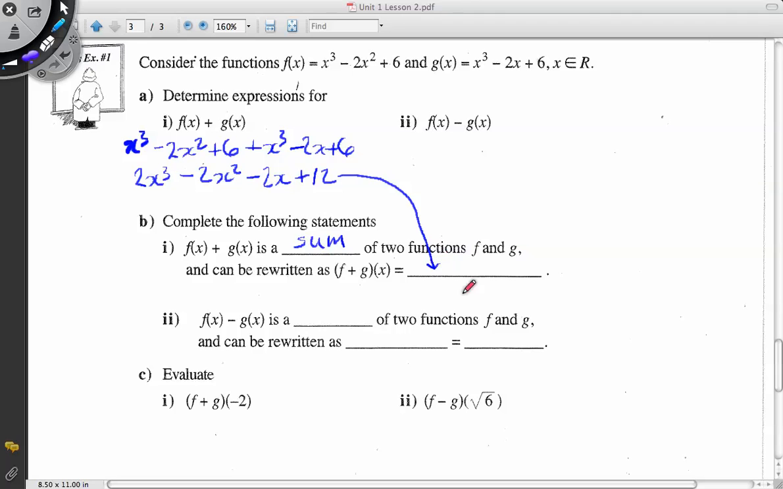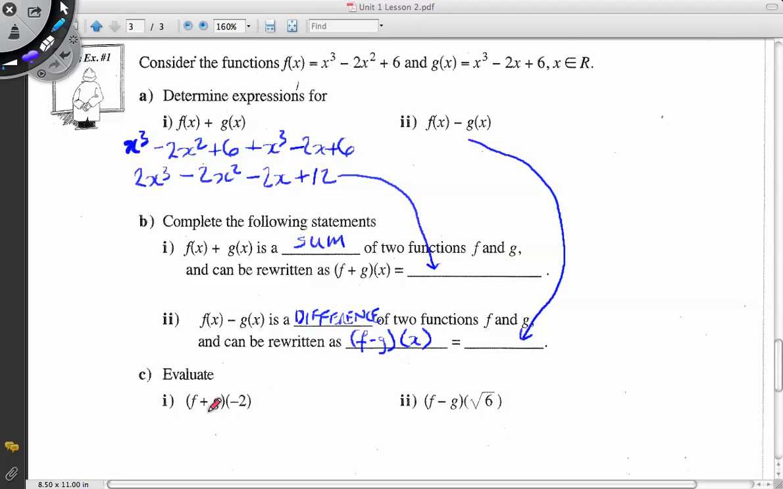It's the same thing. And again, this would be a difference, and again, whatever you get here goes in here. Okay, whatever answer you get for here, it will go in here. Right here, they're just using f minus g of x.